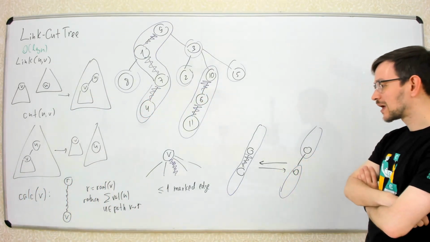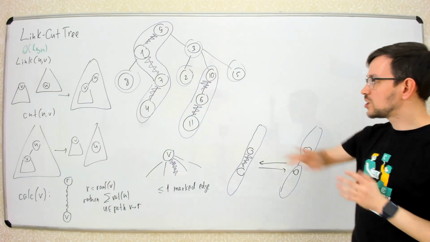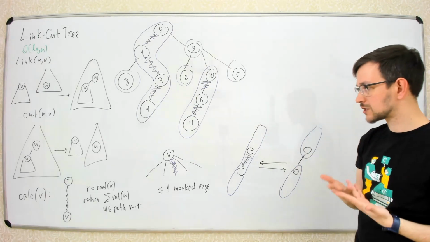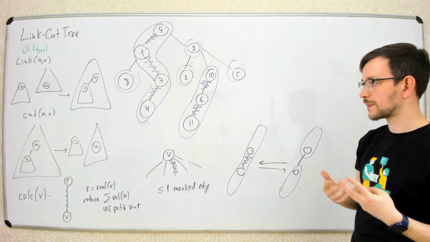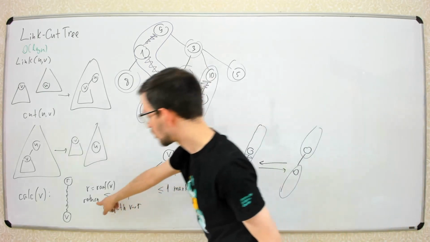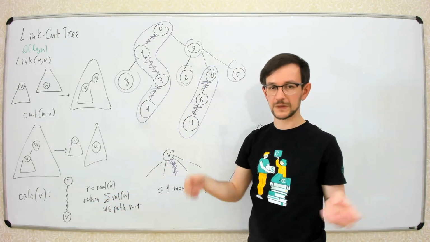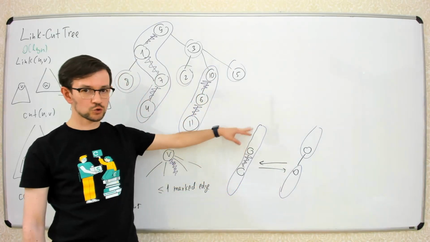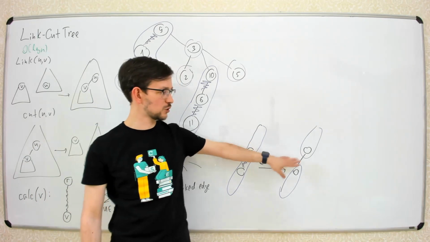Now, let's combine this. What do we need? For each path, we need a data structure which allows us to make three types of requests. First type of request is to calculate a function on a path. And second and third are to split the path into two paths or to merge two paths into one single path.